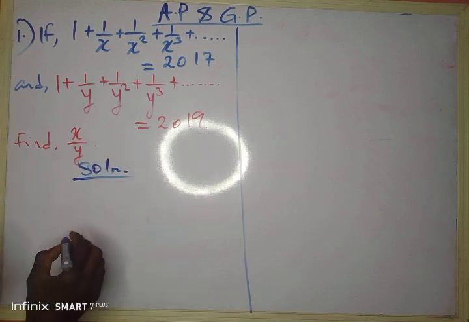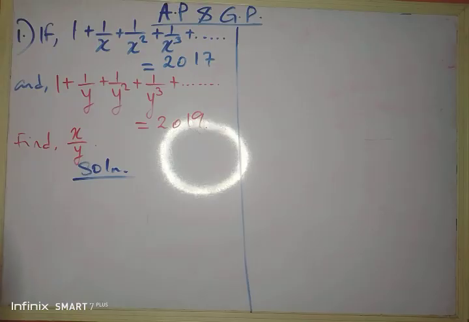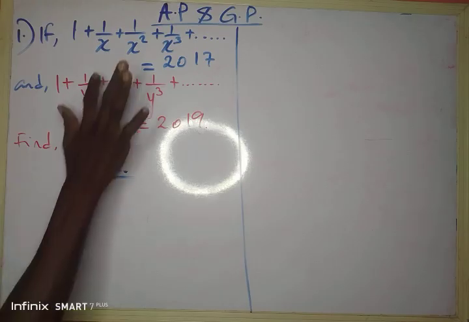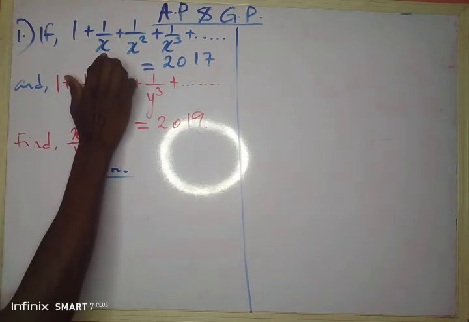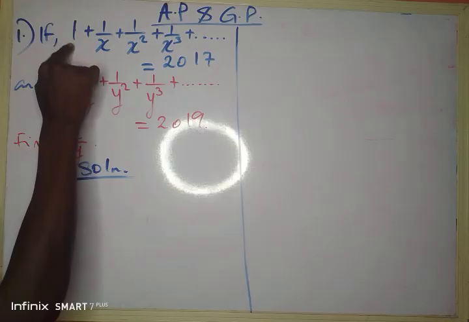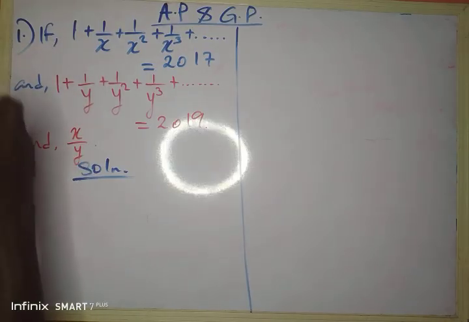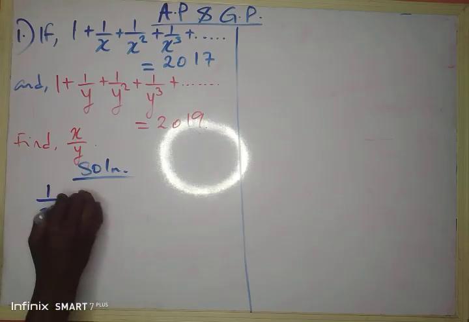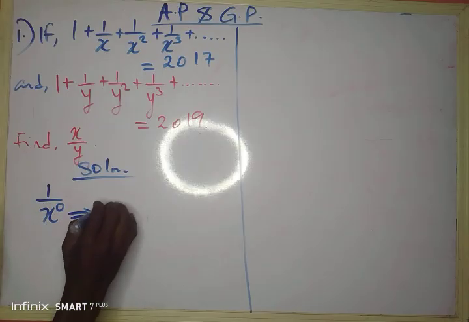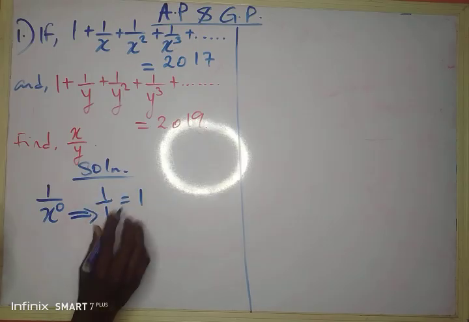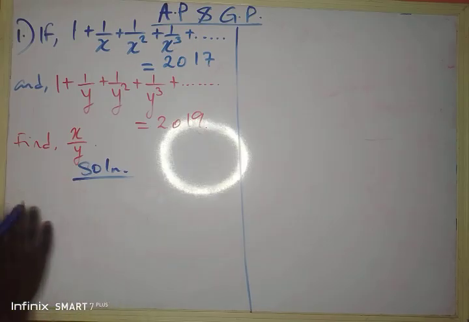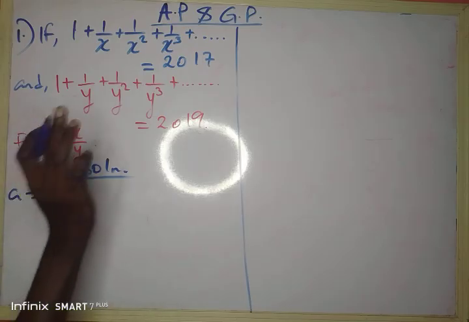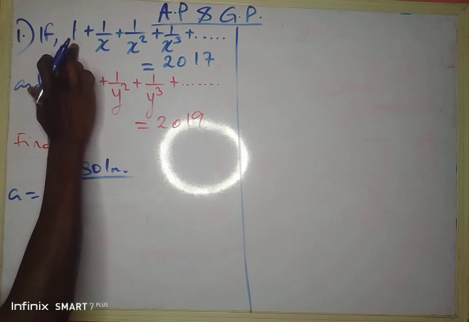The first thing I will check very well is whether this question is from AP or from GP. Now I will notice that it's from GP. Why? Because I'm already having a ratio, 1 over x. The ordinary 1 means this one here was 1 over x raised to power 0. Do you agree? Because anything raised to power 0 is the same thing as 1. Then 1 over 1 equals 1. That means from that question above, I can say my A is equal to 1 without argument. That's the first term of the GP.